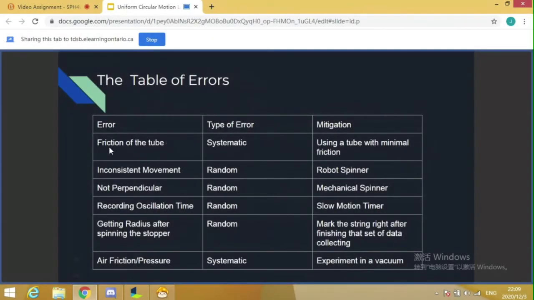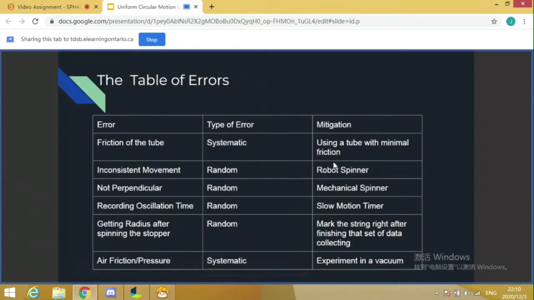So in table of errors, there was friction in the tube. It's a systematic error, because it will shift all my data. Inconsistent movement, not perpendicular when spinning the stopper, the recording of the oscillation time, and getting the radius after spinning the stopper are all random errors because they can be adjusted. They can make your results go up and down. There's also friction and air pressure. To fix that, you would do the spin in a vacuum. All this requires better technology, and it is not really possible to have no friction, so you would say minimal friction of a tube.